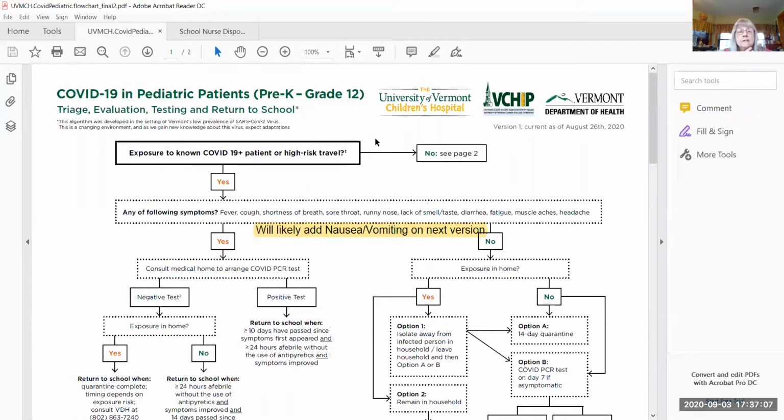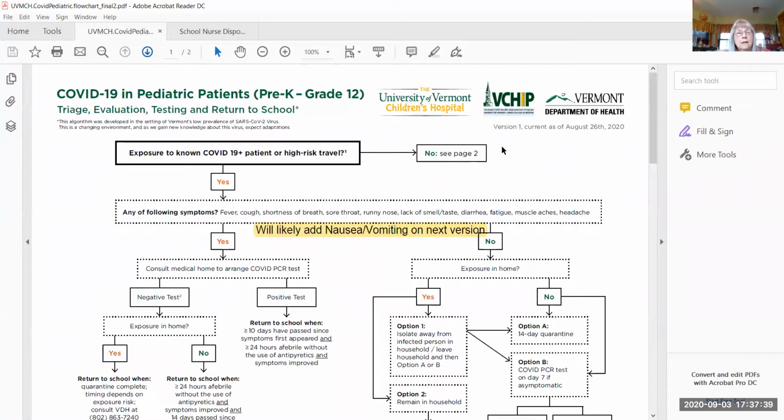If someone has had this known exposure, or they've had high risk travel, that automatically puts them in a higher risk category. So we're going to follow a different pathway for those people. But before we do, I'm going to go to the second pathway, which is somebody who doesn't have any particular reason for you to suspect that they have COVID so far. So we're going to go to page 2.